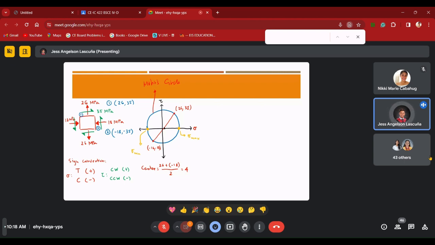Remember I mentioned earlier that the connection between the two points on our Mohr's circle is your diameter. Meaning, if we take half, we get the radius. So we form a triangle. One side is the shear stress tau, which is 35, given. The other side is half of the distance from negative 18 to 26, so 26 minus negative 18, over 2.